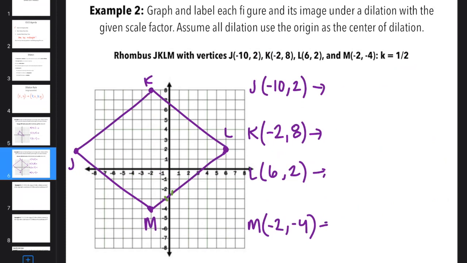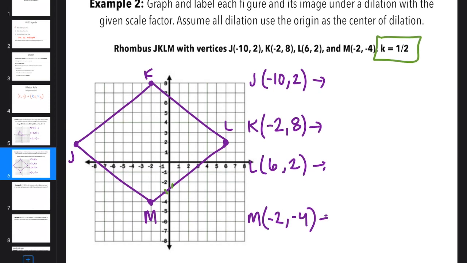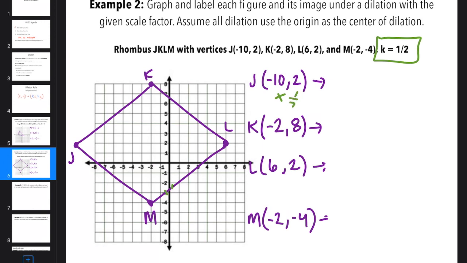All right, example 2. I have rhombus JKLM with vertices J (-10, 2), K (-2, 8), L (6, 2), and M (-2, -4). My scale factor is going to be 1/2. So looking at that, I already know I have a reduction because my k value is less than 1. So I'm going to multiply each of these coordinates by 1/2, or if you like to think of it, divide by 2. Whatever works for you.